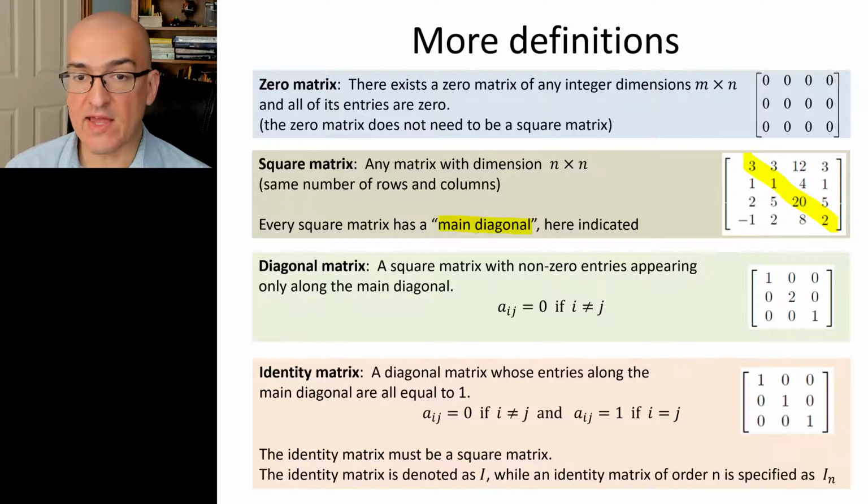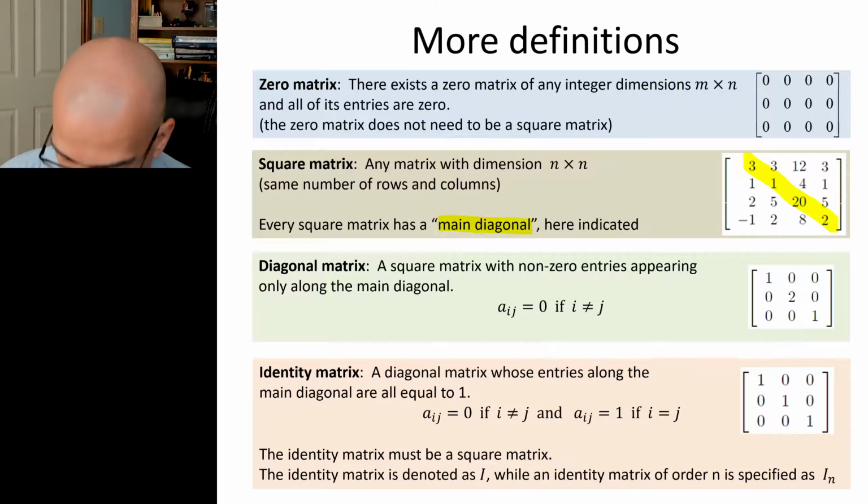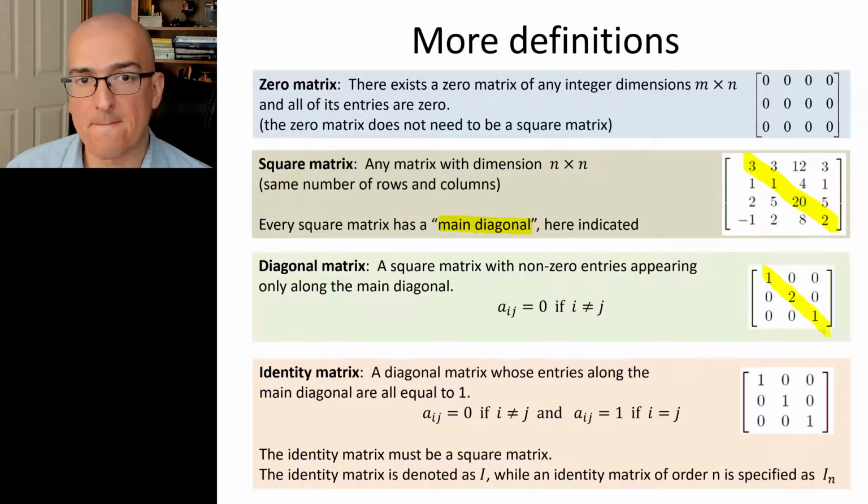But if it's a diagonal matrix, then anything that's not on this line, anything not there, must be 0 or it does not qualify.